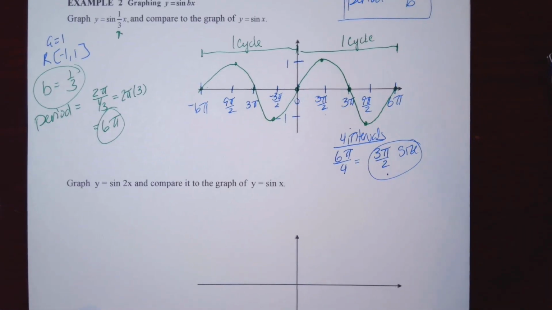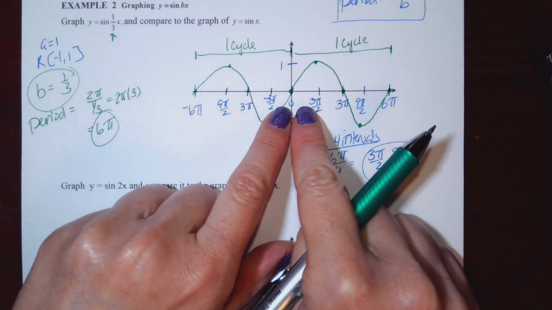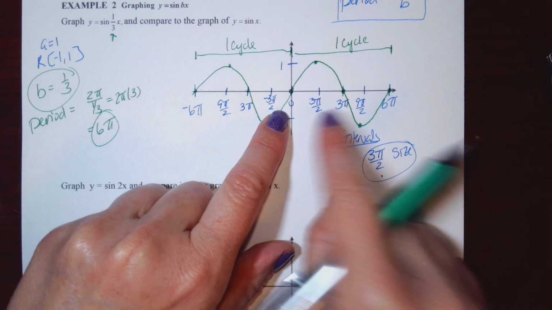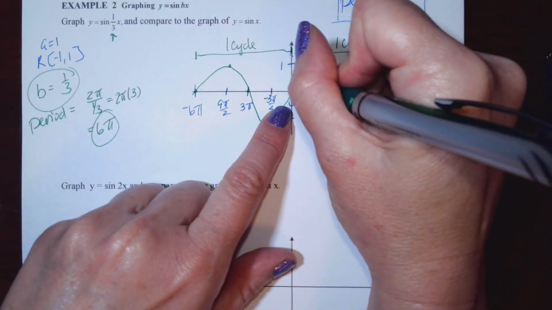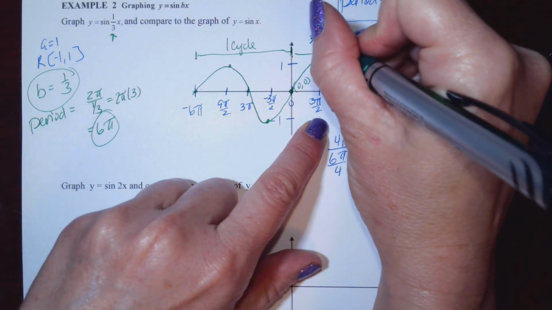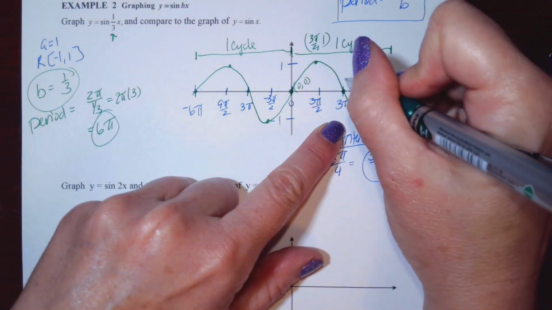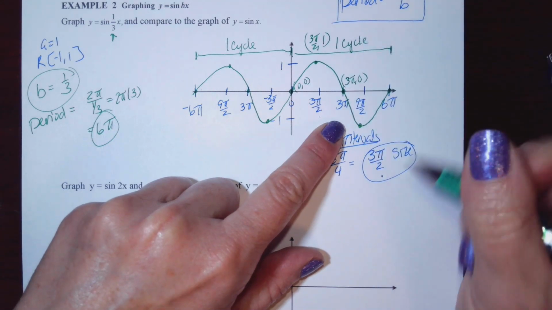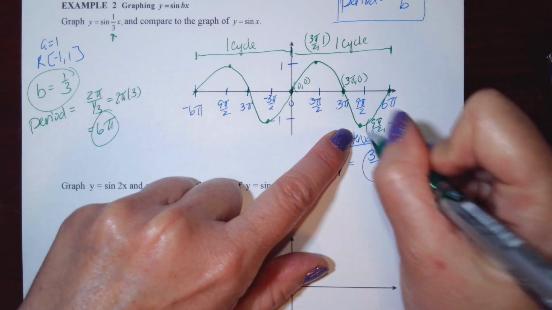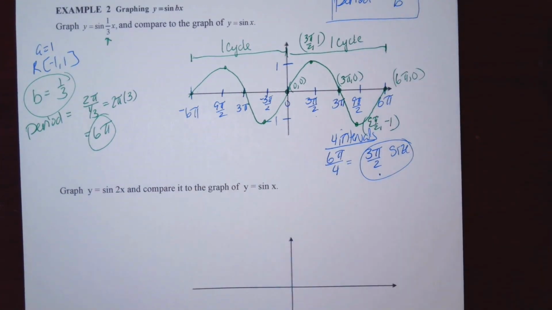Okay. If I am asked for coordinates for some of my major points, remember that you are plugging in the angle, you're getting out the function value. So at 0 radians, I'm at 0. At 3 pi halves radians, I'm at the peak at 1. I'm back to center here. At 9 pi halves, I'm at the trough, -1. And at 6 pi, I'm back to center at 0.